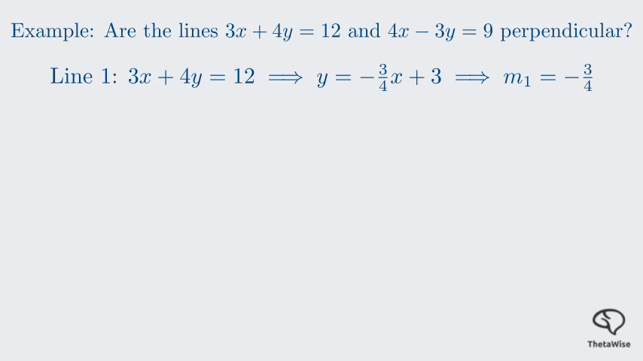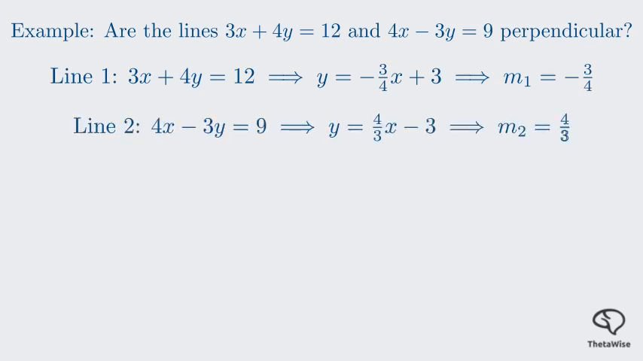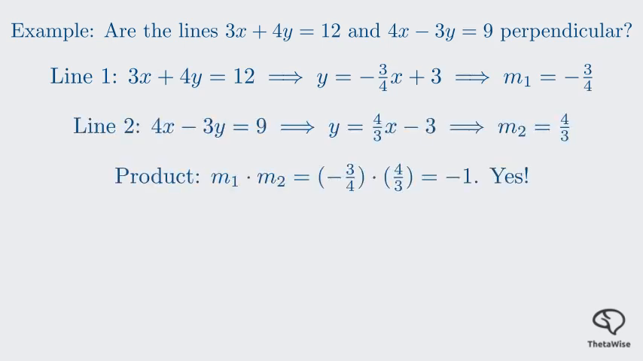The slope is 4/3. Now let's multiply the slopes. -3/4 times 4/3. The 3's cancel, the 4's cancel, and we are left with -1. Since the product is -1, the lines are perpendicular.